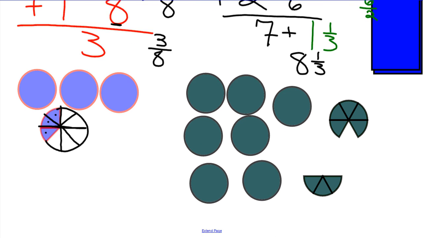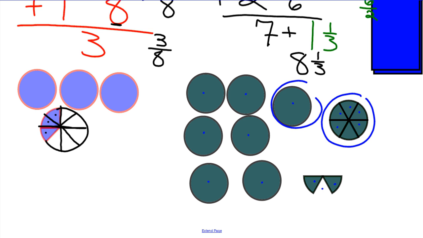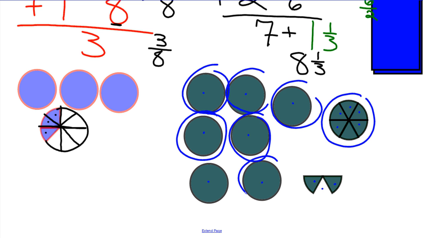Let's look at the model. Here we have 1, 2, 3, 4, 5, and 5/6. When we add that 2 and 3/6, you can see what we'll do is we will move one of these over to this area to make it a whole. So now we have 1 whole, 2, 3, 4, 5, 6, 7, 8, and we still have 2/6 remaining.